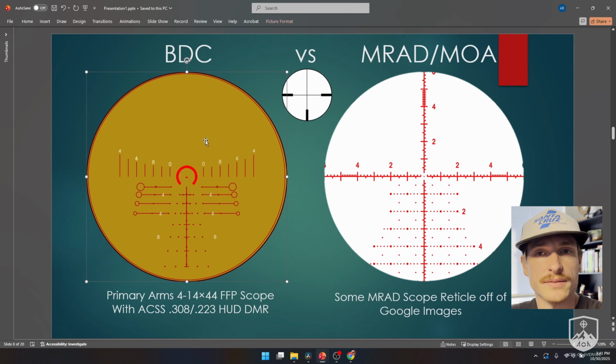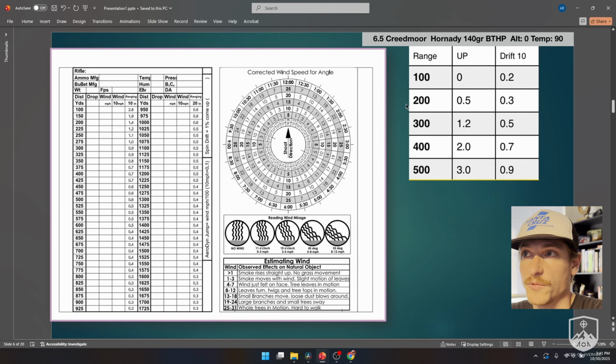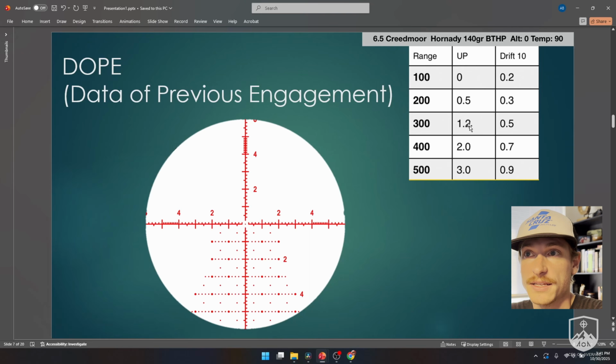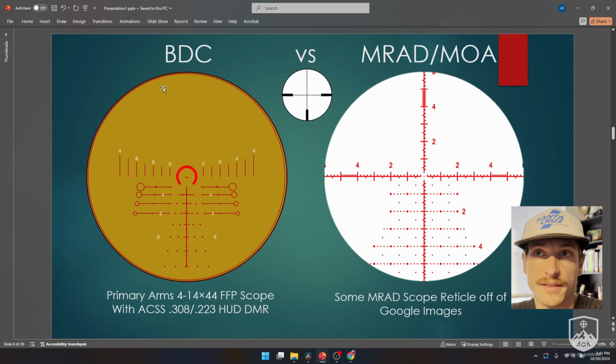So what is a BDC? BDC is bullet drop compensation. So remember that dope card where I said 300 yards is 1.2 mils? Well, somebody already did the math for me. So I buy this reticle, and that is specifically calibrated for my caliber. So I'm shooting 308 Winchester, and this actually would be the very first post here. Let's say 400 yards because it has numbers and that's easier to see.